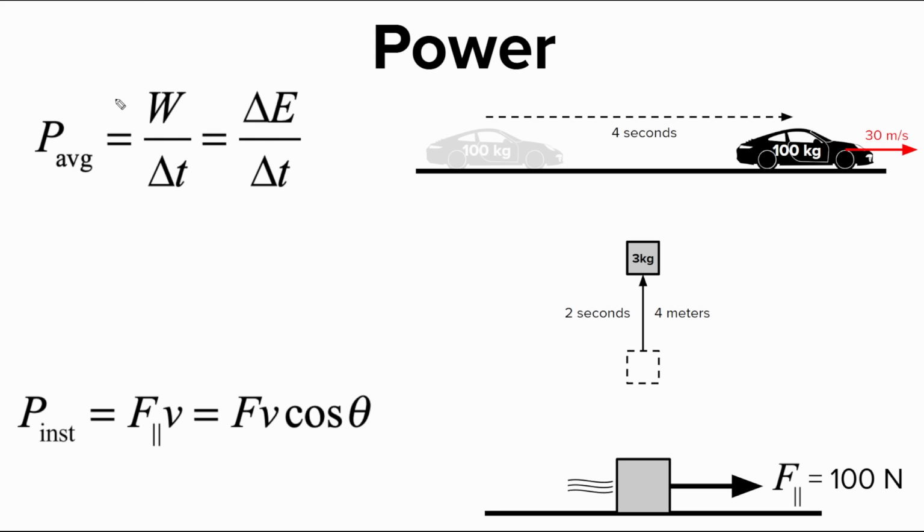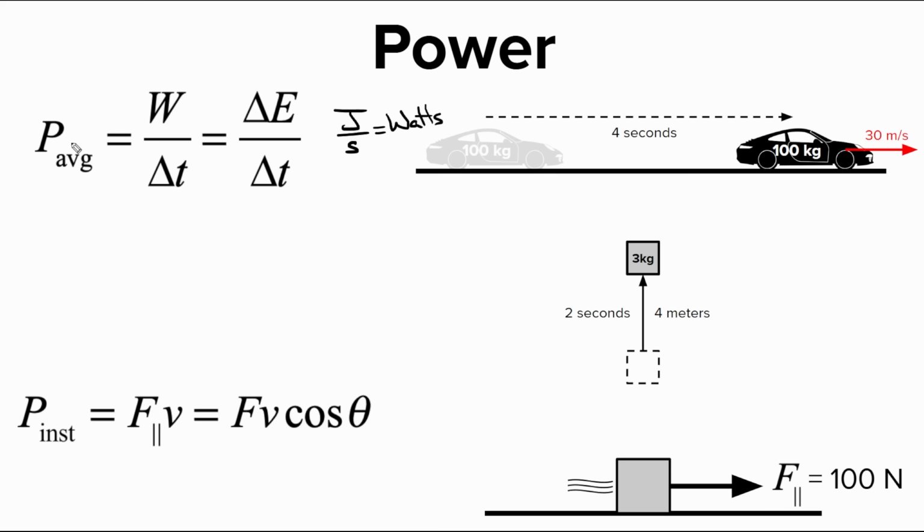The top one's usually more useful, and this gives you the definition of what we mean by power. So power is the amount of work done per time, which is the change in energy. So it's how much energy you're giving something per time. That means it has units of joules per second, and we give that the name watt. So watts is the unit of energy.